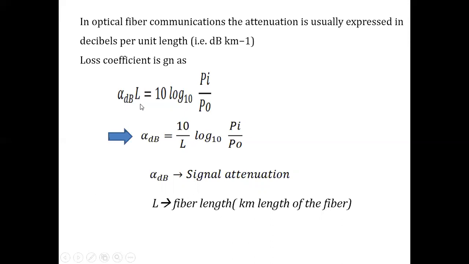By cross multiplying, because we have to find the value of attenuation, alpha dB represents the signal attenuation and L is the fiber length. So L moves to the other side, and alpha dB is equal to 10 divided by L into log to the base 10 of Pi divided by P naught. This is the formula to find the attenuation value per unit length.